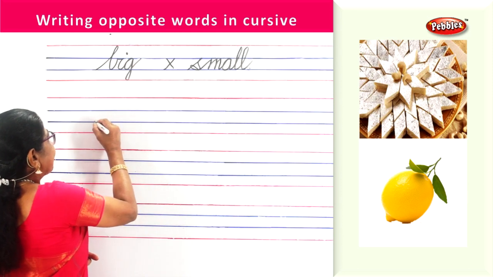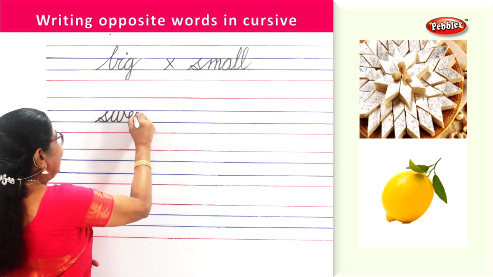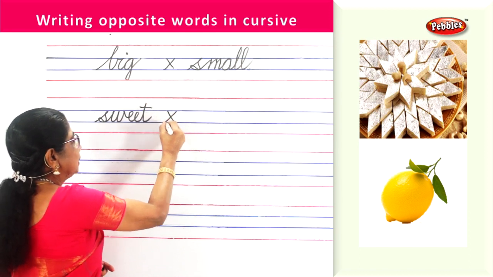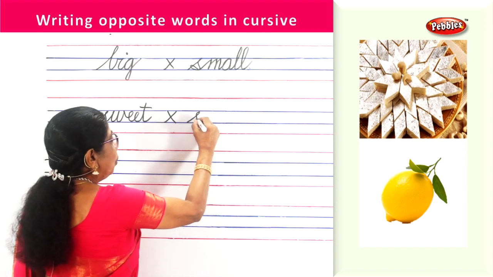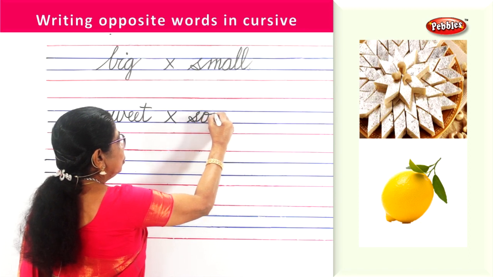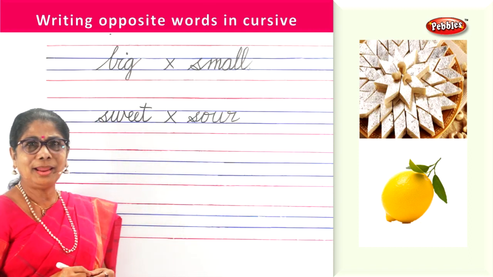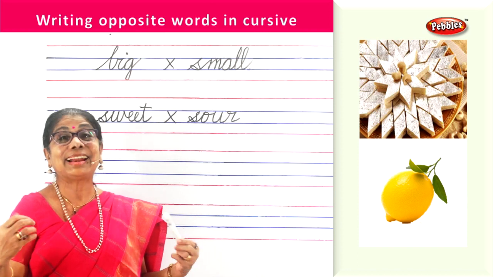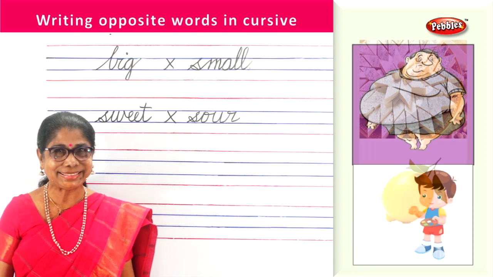Let's write. Sweet. S, W, E, E, T. Sweet. Opposite, sour. Lemon is sour. S, O, U, R. Sour. Some children love to eat green mango. It will be sour. Yes? Ripe mango will be sweet. Next. What shall we write next?